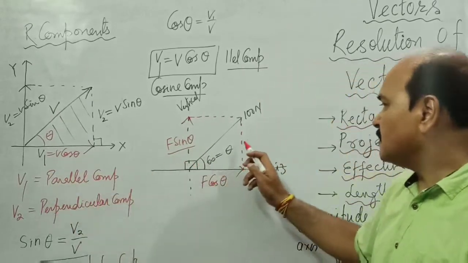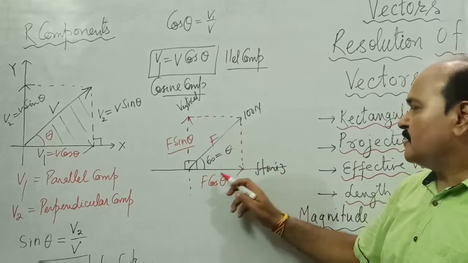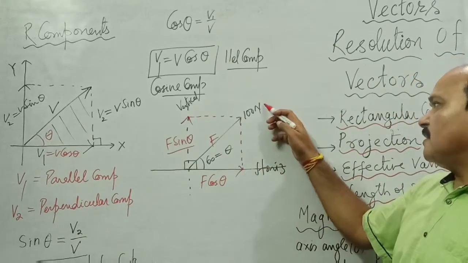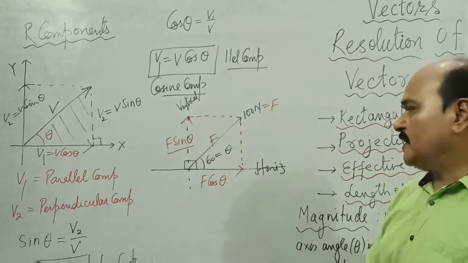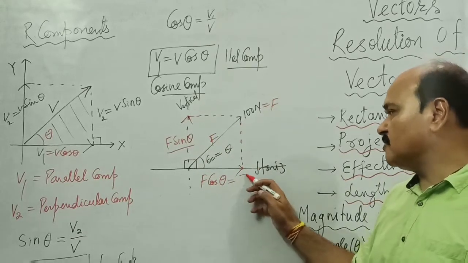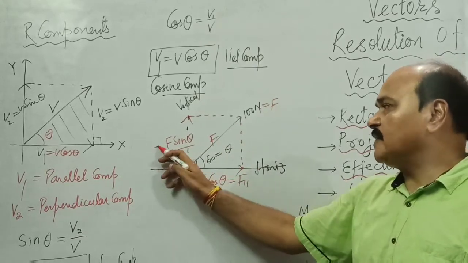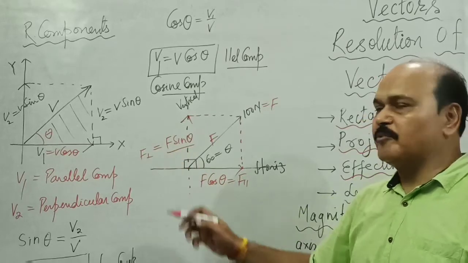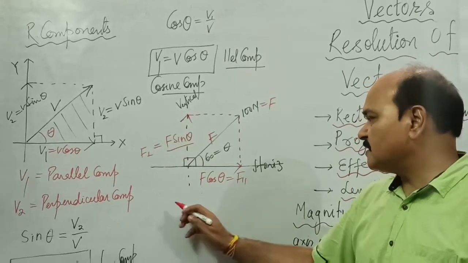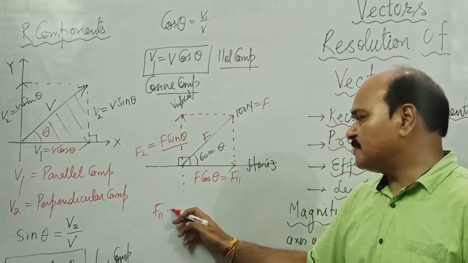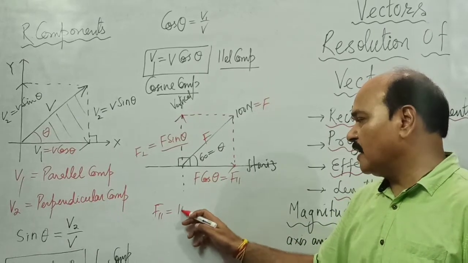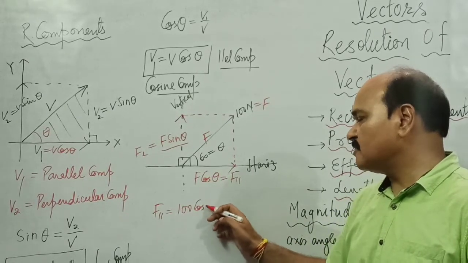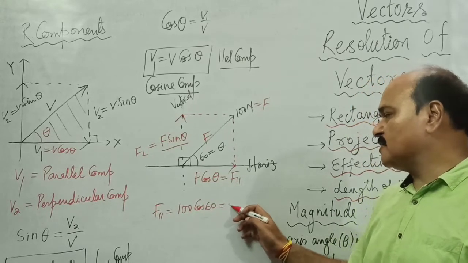So likewise, if this is F, this is going to be F cos theta, and this is going to be what? F sin theta. F cos theta is of course parallel component, F sin theta is of course perpendicular component. Now what is this parallel component? This parallel component is going to be 100 cos 60. 100 cos 60 is what?